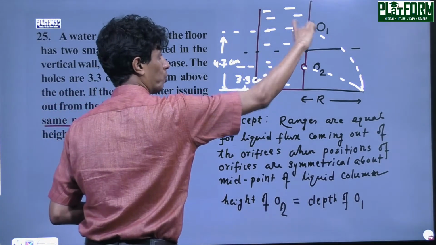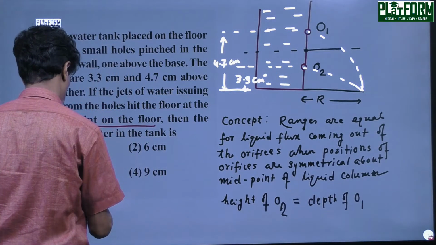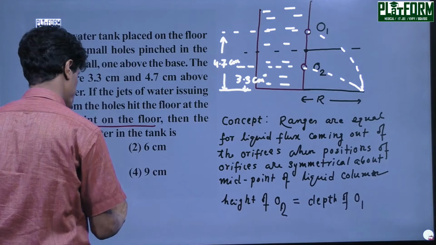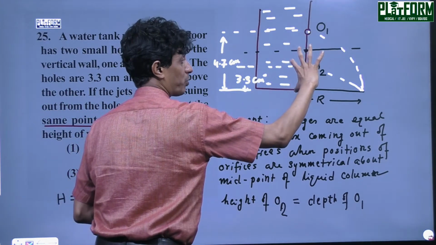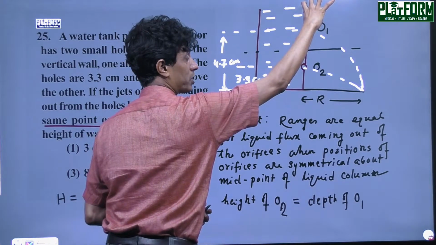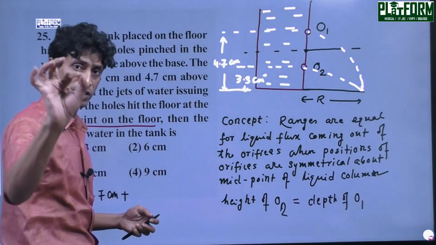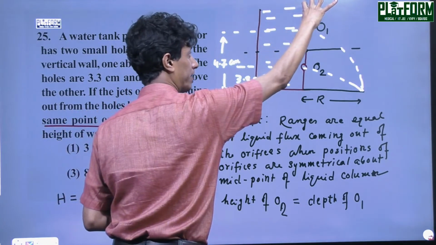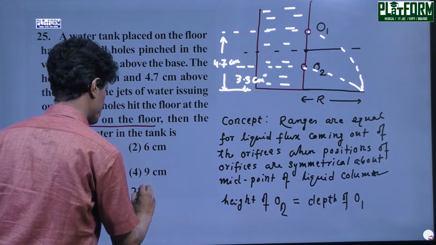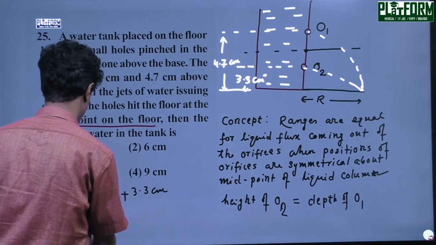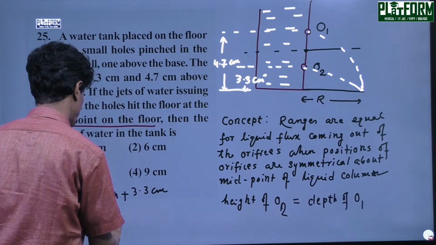Height of the orifice O1 is 4.7 centimeter, and height of the orifice O2 is 3.3 centimeters. So the depth of the orifice O1 is also 3.3 centimeters. So depth 3.3 centimeter, height 4.7 plus 3.3 centimeter, and it is 8 centimeters.